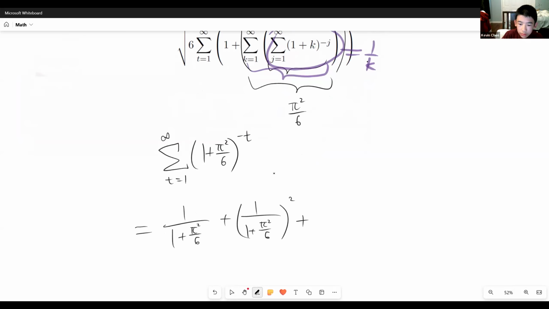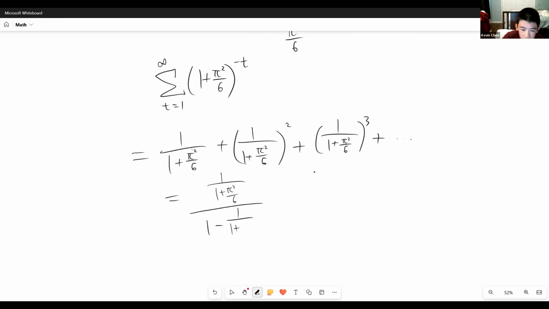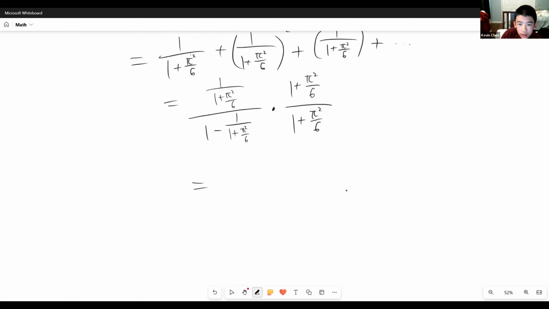And again, the formula for an infinite geometric series is the first term over 1 minus the common ratio. And in this case, the common ratio is the same as the first term, which is 1 over 1 plus pi squared over 6. And then similar to what we did in the beginning for the inner summation, we can multiply the numerator by 1 plus pi squared over 6 and multiply the denominator by 1 plus pi squared over 6. Now, the numerator becomes 1 and the denominator becomes 1 plus pi squared over 6 minus 1, which is just pi squared over 6, so the result is 6 over pi squared.